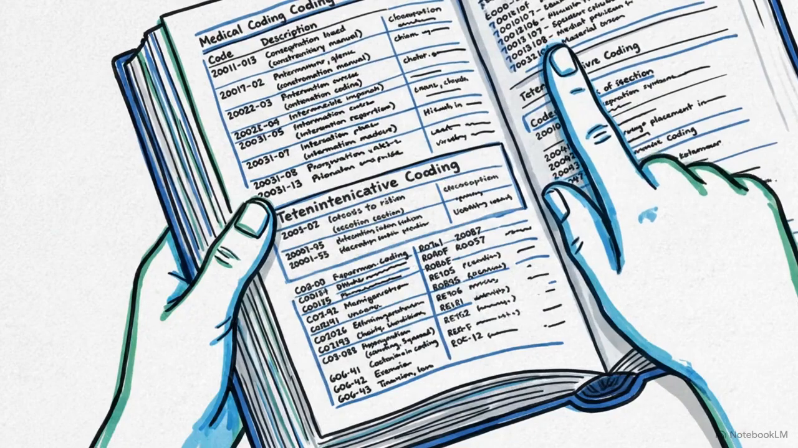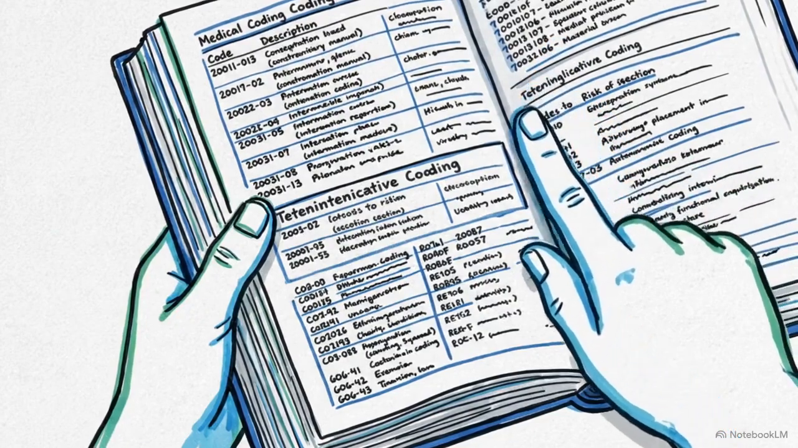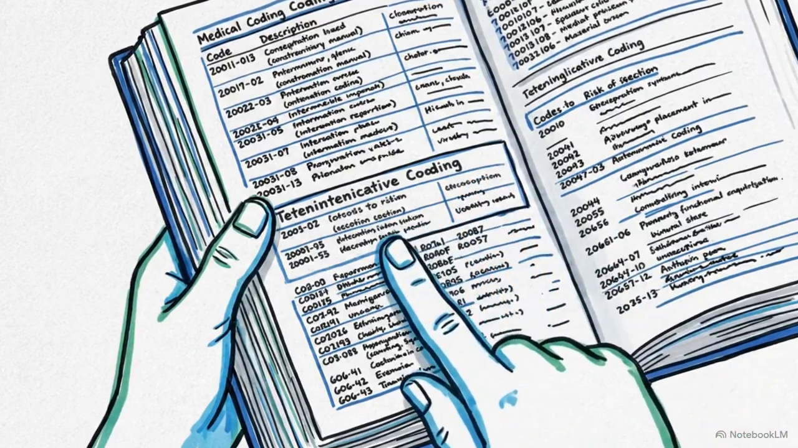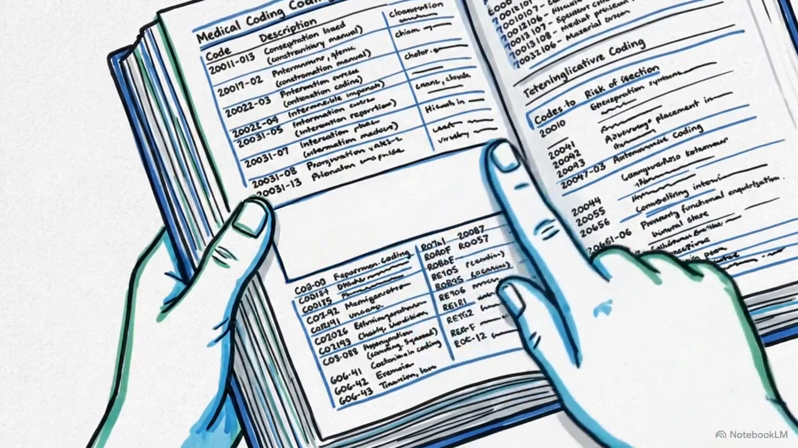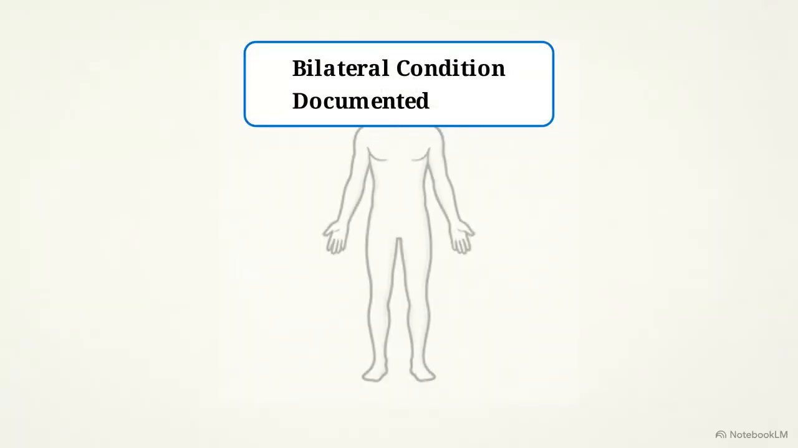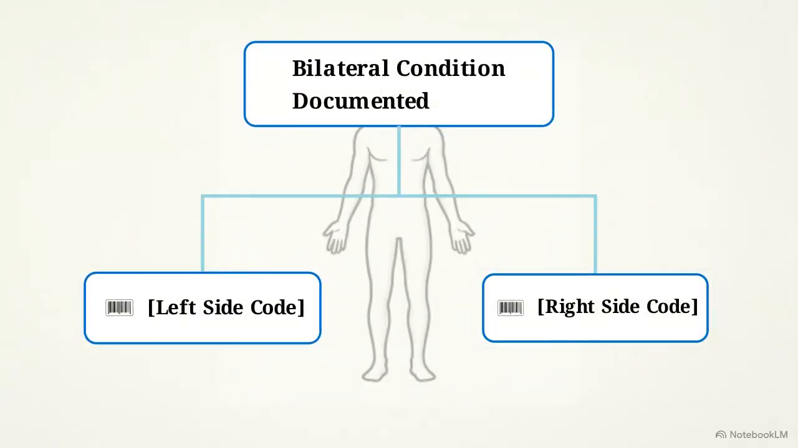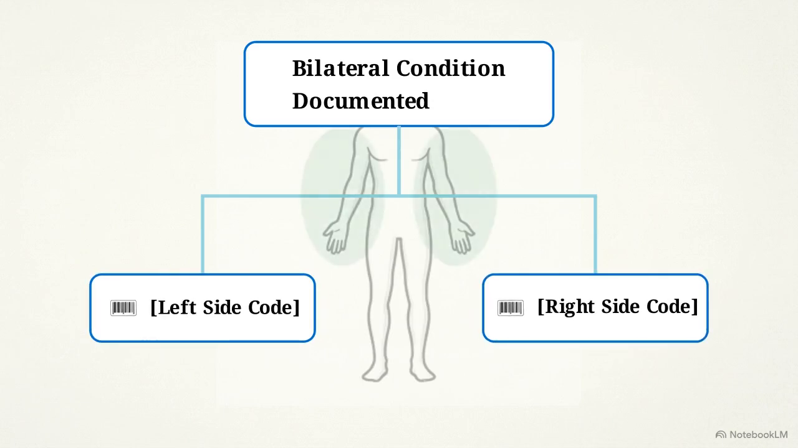This creates a gap. How do you accurately code a bilateral condition using only unilateral options? In these cases, you must apply a specific workaround. Point 2 of the guideline requires you to assign 2 codes instead of 1, a code for the left side and a separate code for the right side.